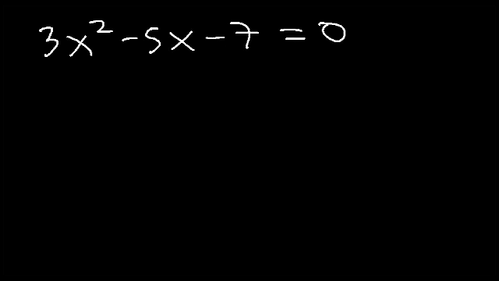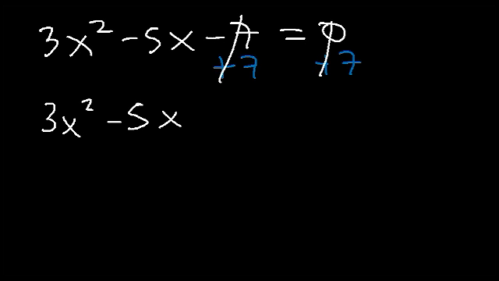Try this one. 3x squared minus 5x minus 7 is equal to 0. So see if you can solve that particular problem. So let's begin as usual by adding 7 to both sides. So 3x squared minus 5x is equal to 7. So now let's factor out a 3.